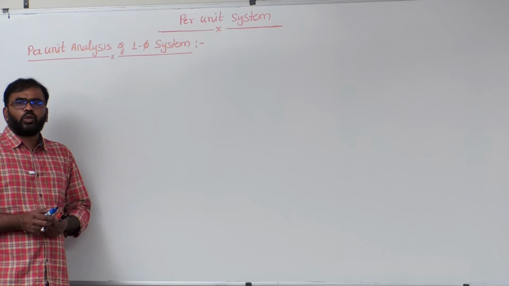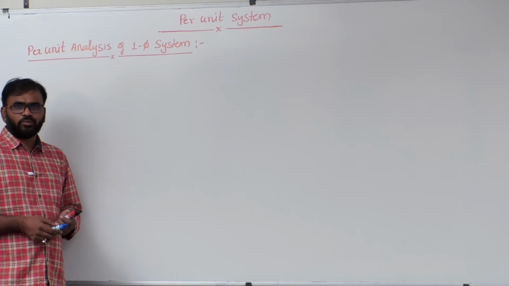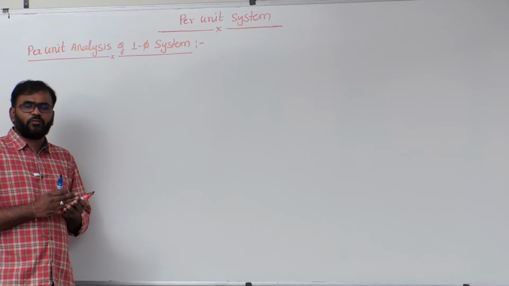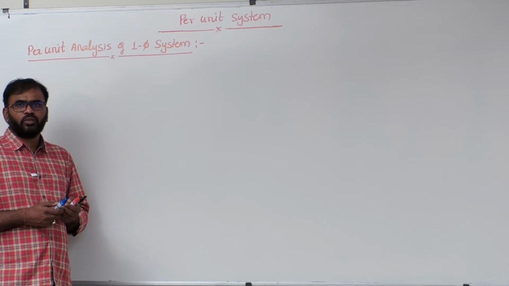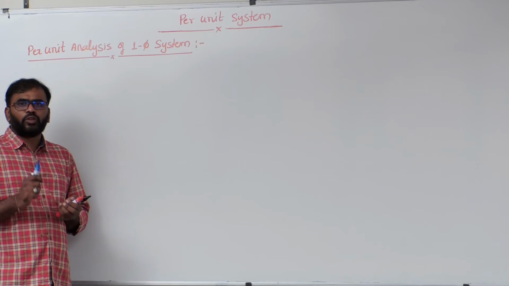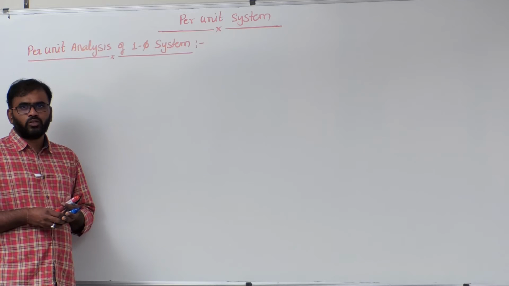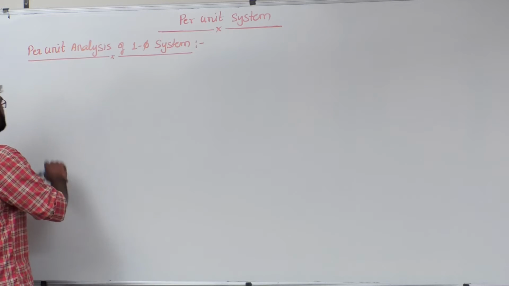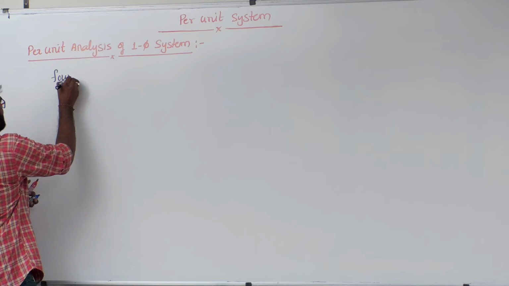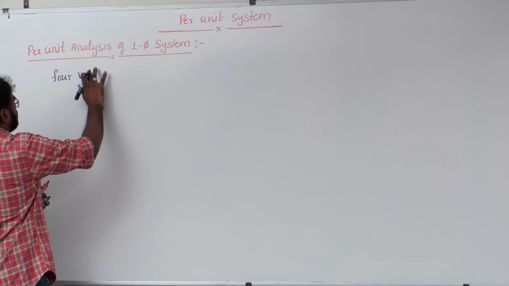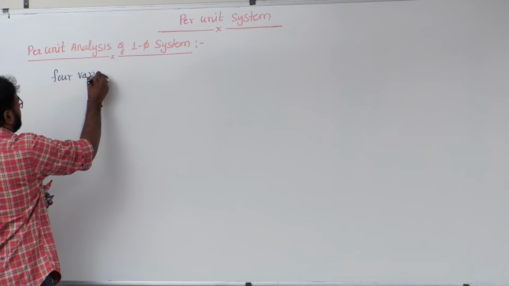Now we will see per unit analysis of single phase system. It might be a single phase system or 3-phase system. There are 4 variables for which we need to define the base values. What are the 4 variables here? There are basically 4 variables to which we need to assign the base quantities.